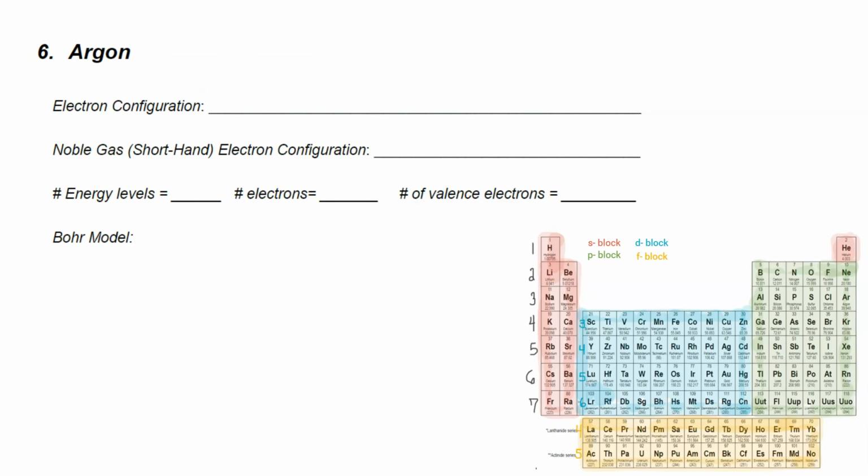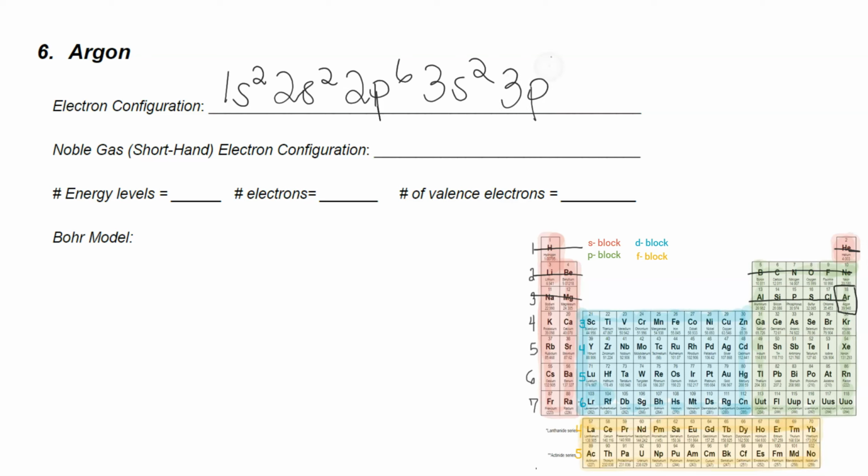Last but not least, we have argon. So argon's configuration, we need to go all the way up to electron number 18. We'll start by writing 1s2, 2s2, 2p6, 3s2 comes next, and then 3p6. So because argon is a noble gas, its electron configuration is already perfect, and we can summarize its electron configuration as just the noble gas in brackets.